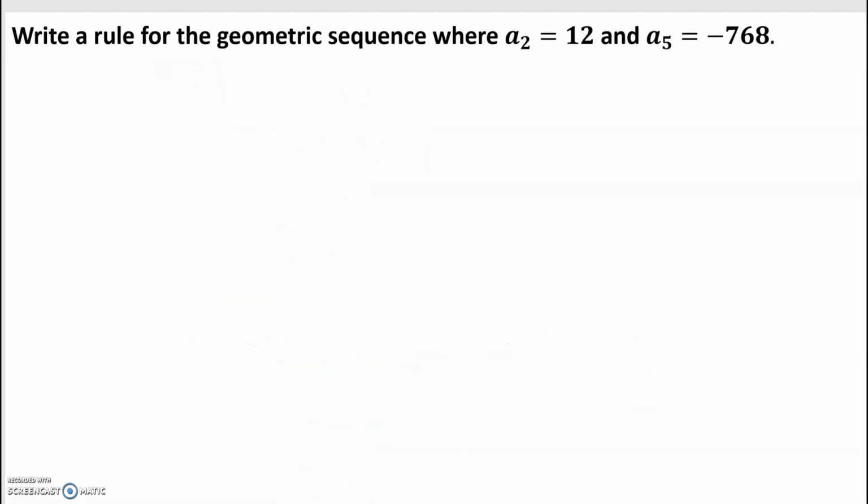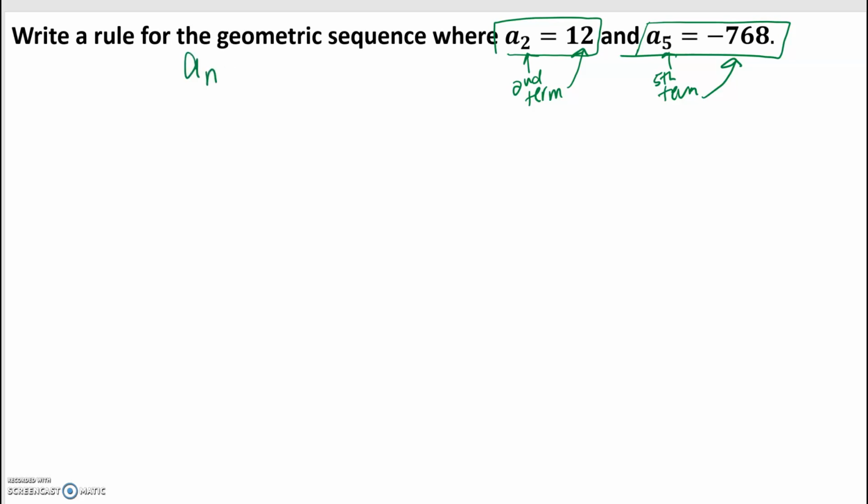For the last two examples, I'm just going to give you two terms and their position in the sequence. So this is the second term, and that term number is 12. Okay, this is the fifth term, and the fifth term is negative 768. So we're going to use what we know about our formula to find out how to write a rule for this. Okay, so for the second term, I know that that term is 12.